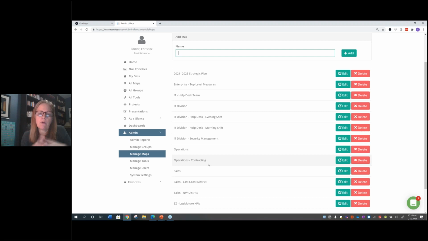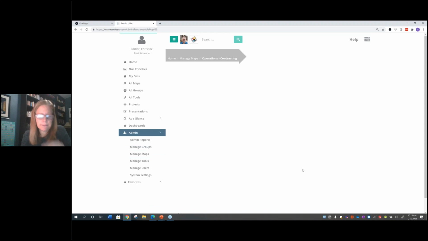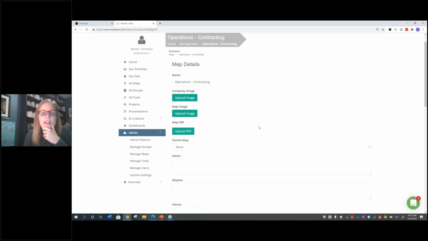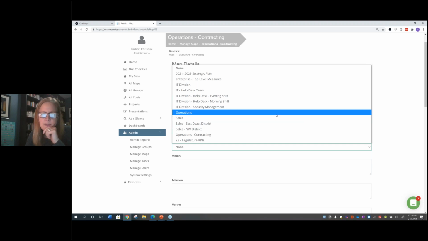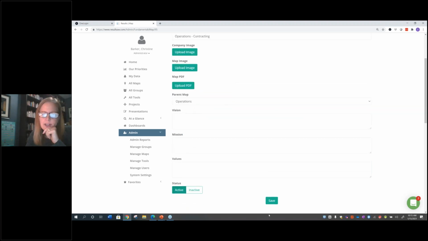I want to show that operations contracting is a child map that feeds up to the division level. So I'm going to go into edit, and scroll down to about the third field, and you see parent map here. So I click there, and I simply find operations. Click there and I hit save.